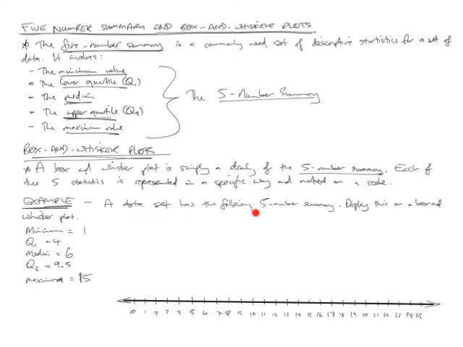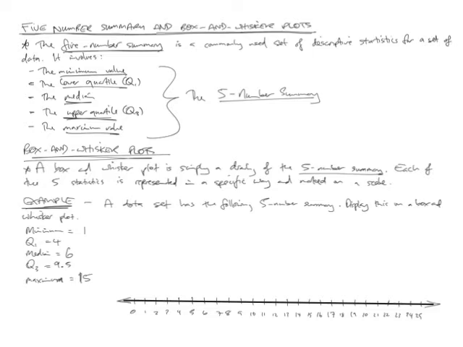So let's say a data set had the following 5-number summary and I had to draw it as a box and whisker plot. So a minimum of 1, Q1 of 4, median of 6, upper quartile of 9.5, and a maximum of 15. So it's really quite simple to do this. You just have to have a scale. Obviously this scale is going to be a bit long. I didn't think about it. I'm doing this quite quickly.